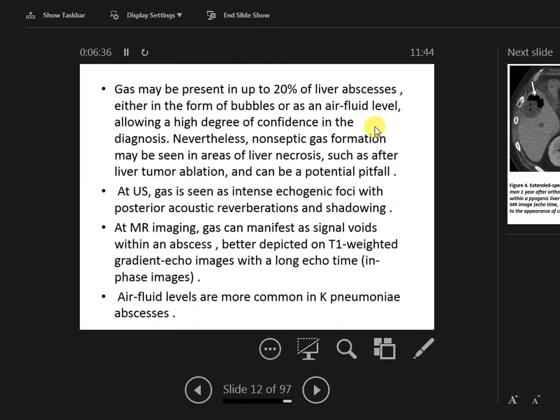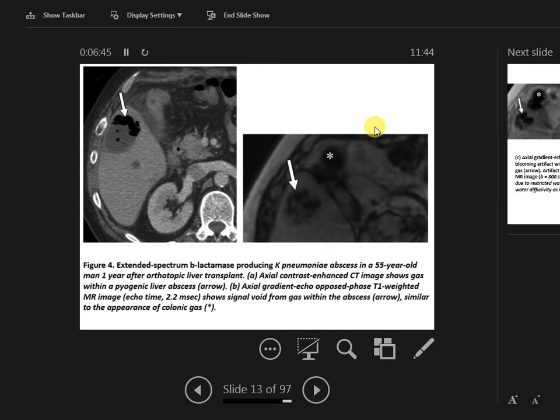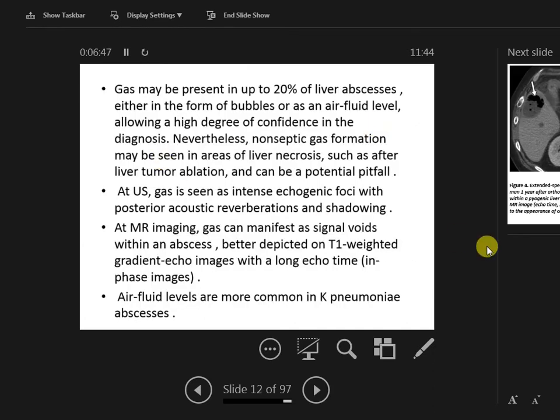Gas may be present in about 20% of liver abscesses, and it is characteristic for liver abscess, but take caution, as it is sometimes seen in other conditions. If there is previous surgery, we will see it as a gas-containing area, or in some cases if there is any history of tumor ablation or any interventional procedure.